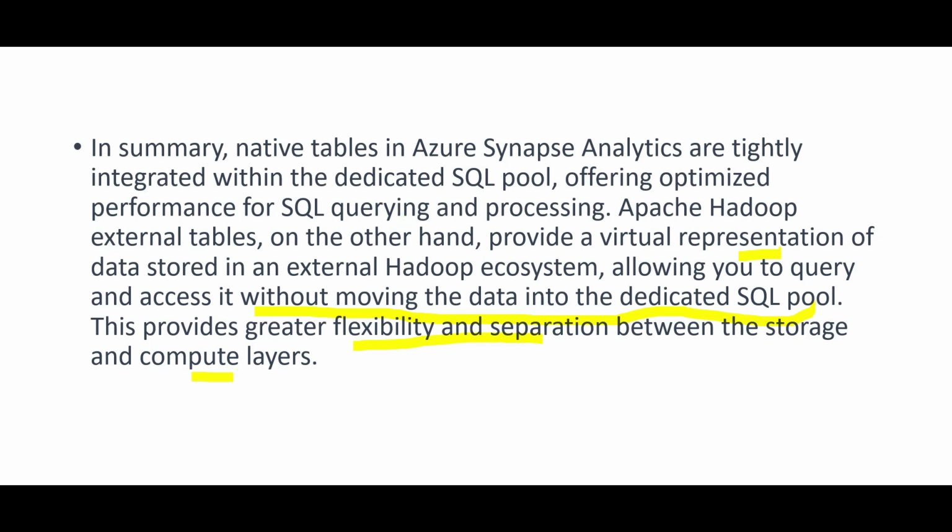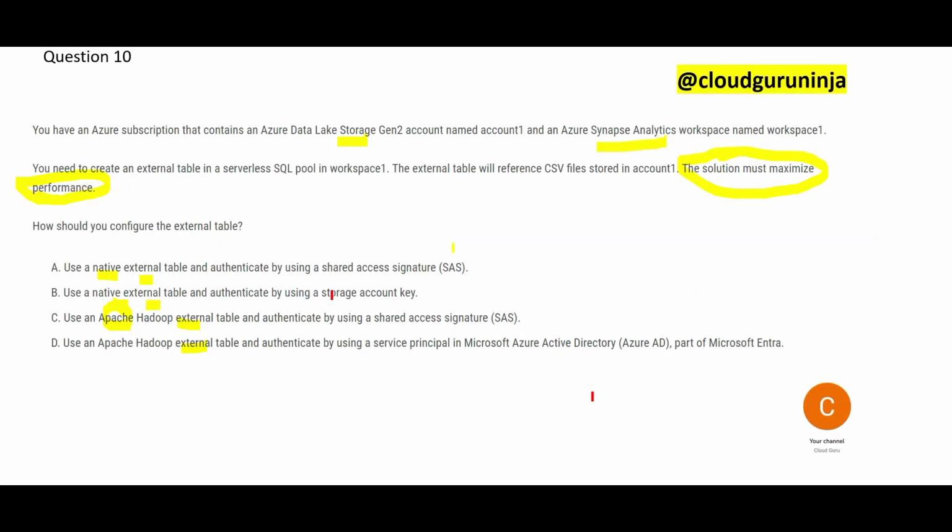Okay, now we understood native tables and Apache Hadoop external tables. So anything to do with Hadoop external table is wrong. We have established this. We are able to eliminate two options.